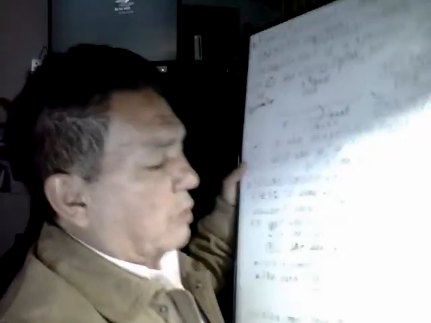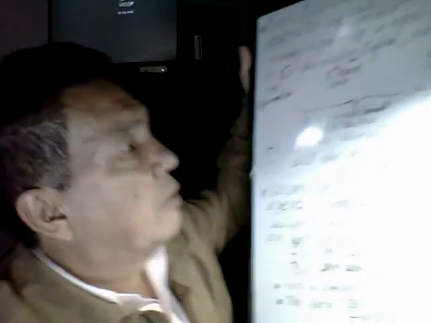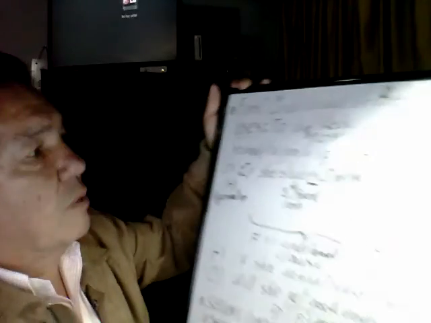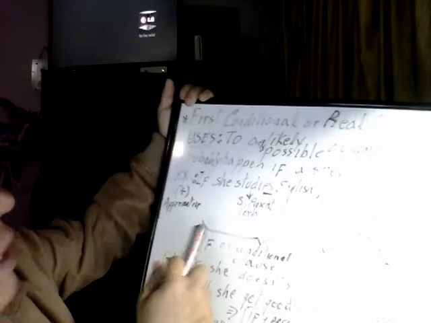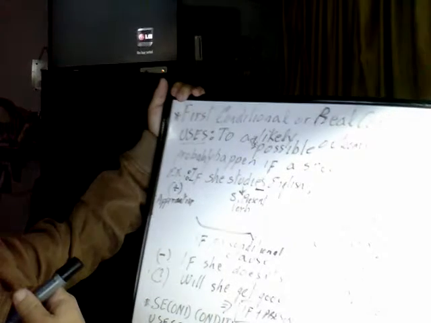I have written down on the board an explanation about the first and second conditional. First, we are going to see the first conditional, or real conditional. You are going to use this conditional to express a possible outcome that will probably happen if a specific condition is met.